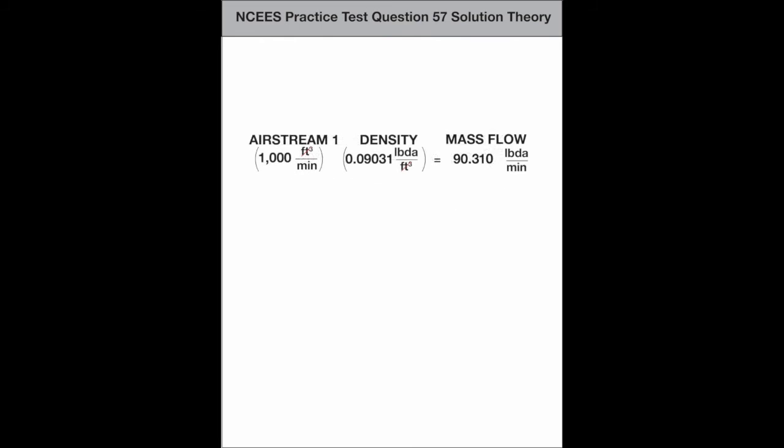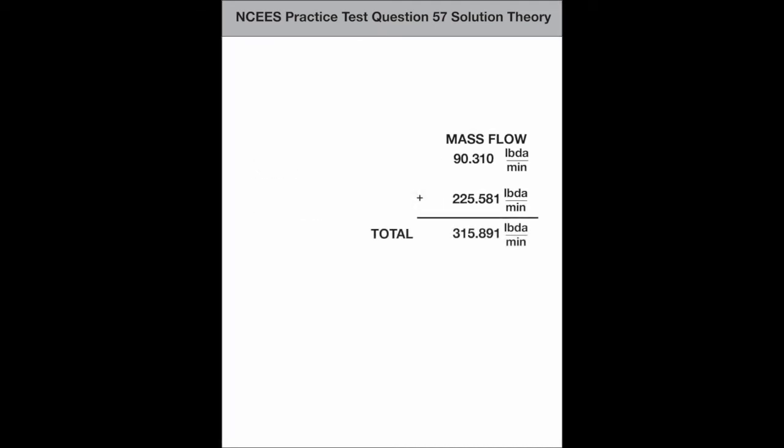1,000 CFM times 0.09031 equals 90.310. 3,000 CFM times 0.07519 equals 225.581. Total mass flow of the combined airstreams is the sum of these, 315.891.